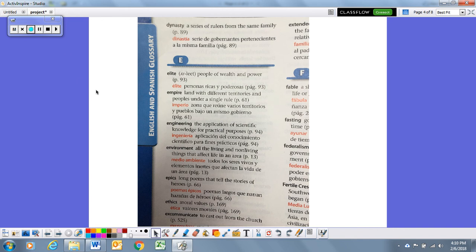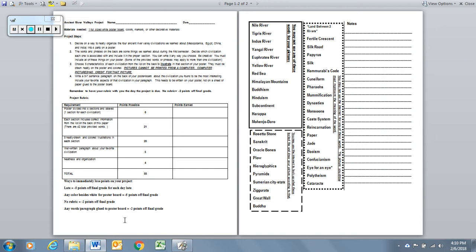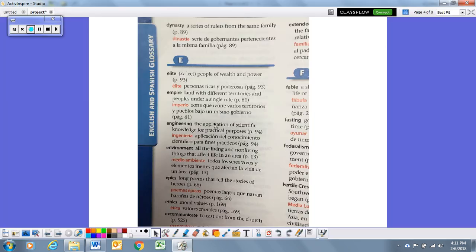So if I look up, let's say I wanted to look up the word dynasties and see which civilization or civilizations it belongs to. The first thing I need to do is turn to the glossary and look up dynasty. You can see that dynasty is a series of rulers from the same family. And right here, there is a page number. This is the page number where dynasty first appears.